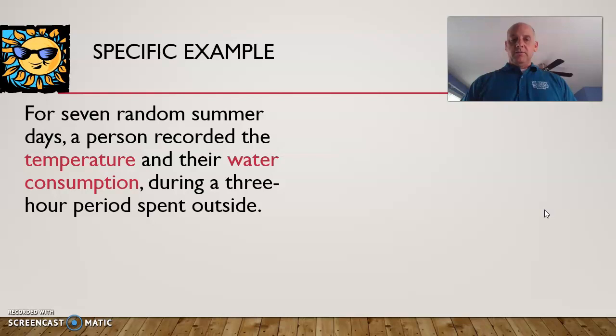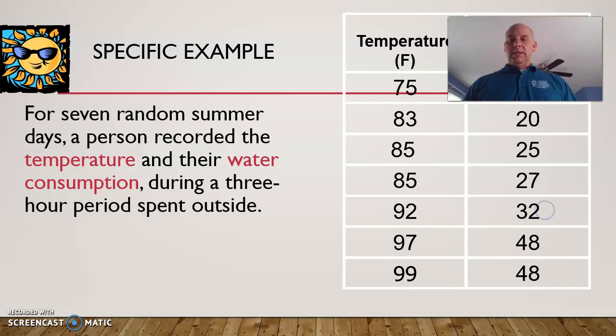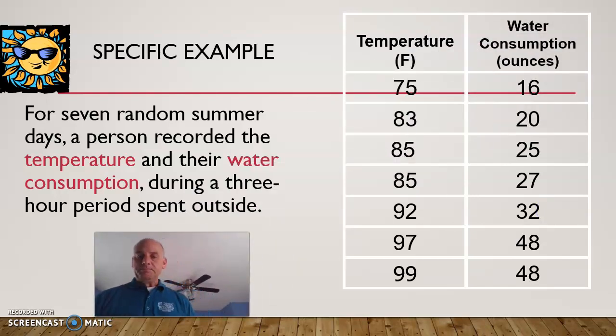Okay, so for 7 random summer days, a person recorded temperature and their water consumption during a 3-hour period which they spent outside. And let's say they get results that look something like this. I'm going to have to move down here. The temperature of the first day was 75 degrees. They drank 16 ounces of water. Then the temperature next time they measured was 83, 20 ounces. 85 degrees, 25 ounces. And it works its way down to 99 degrees outside, and they drank 48 ounces of water.